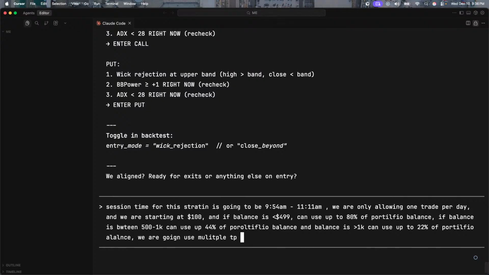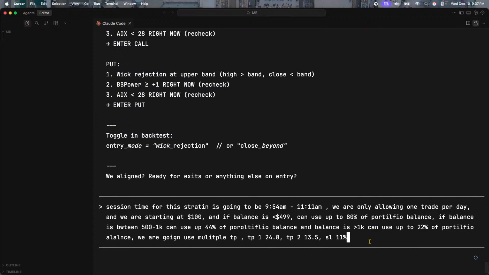We are going to use multiple TPs. What is a TP? TP is a take profit. This is the minimum return that we're requiring in order for us to exit a position. So take profit 1 is going to be 24.8%. Take profit 2 is going to be 13.5%. And the reason I'm giving it 2 take profits is that I'm giving it multiple ways to exit the position.